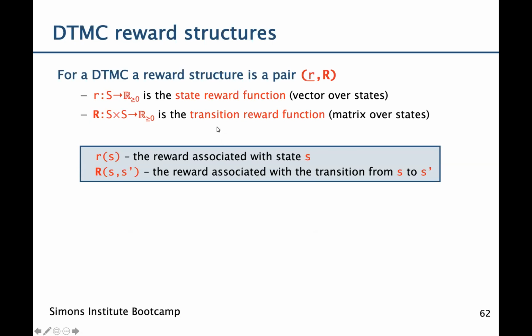So we have both a state reward function. So given some state, it will return a real value. And we also have a transition reward function that, given any pair of states, gives a real value, which is the reward accumulated when we perform that transition.